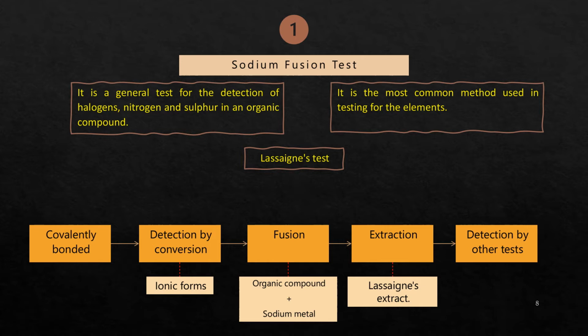These elements are covalently bonded to the organic compounds. In order to detect them, these must be converted into their ionic forms. This is done by fusing the organic compound with sodium metal. The ionic compounds formed during the fusion are extracted in aqueous solution and can be detected by simple chemical tests. The extract is called the sodium fusion extract or the Lassaigne extract.